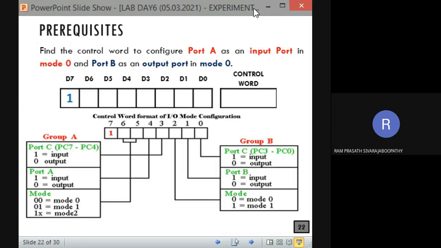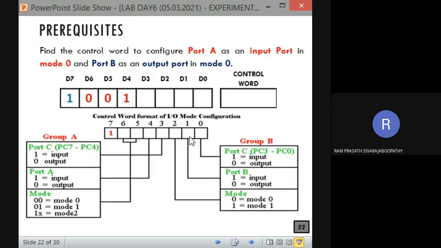So what about the logic of D6 and D5? I think Shivakumar typed the answer. Very good, Shivakumar. Others, answer my question. What should D6, D5 bits be? Port A mode 0 has been stated. Mode 0 means 0 0. Then port A input or output: input, correct? So 1. Next, shall we go to port B?